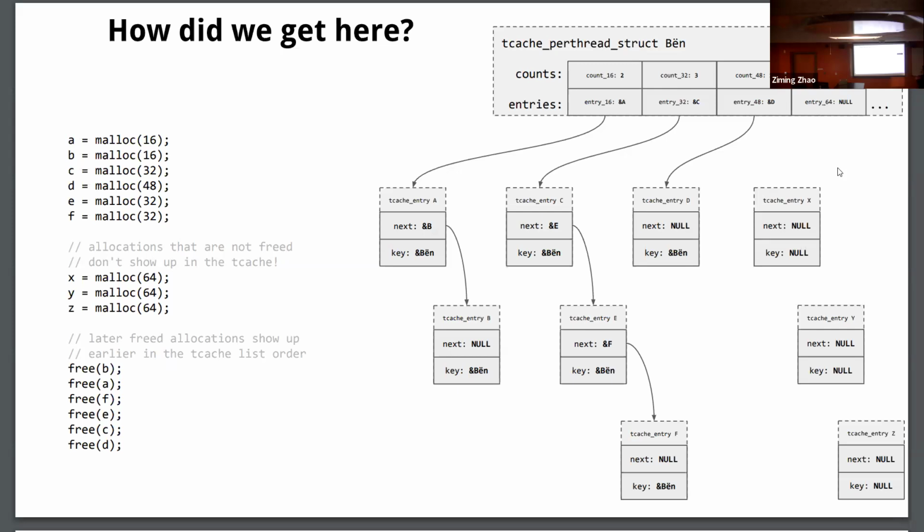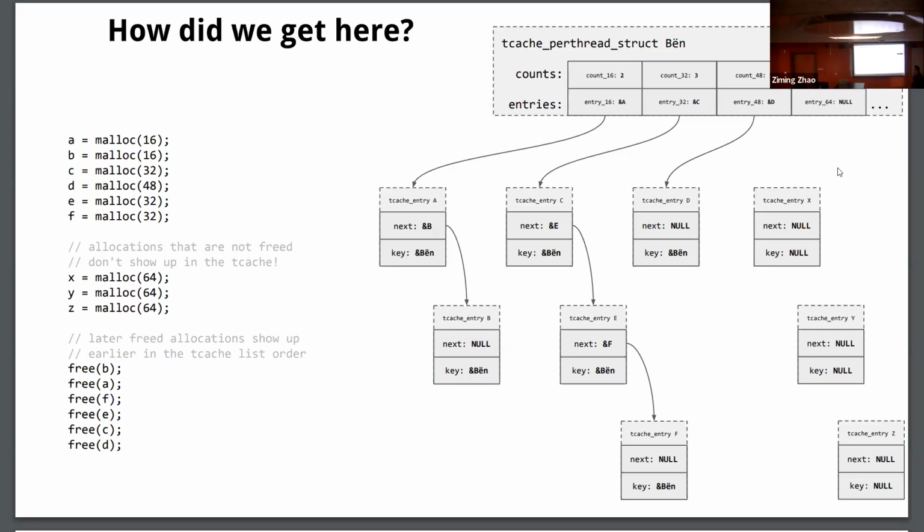This is our source code here. We have A, B, C, D, E, F. We malloc 16, 16, 32, 64, 48, 32, 32. Then we malloc again 64, 64, 64, and X, Y, Z. And we free B, A, F, E, C, D. After we run all of those statements, this is the end result. This is what it looks like.